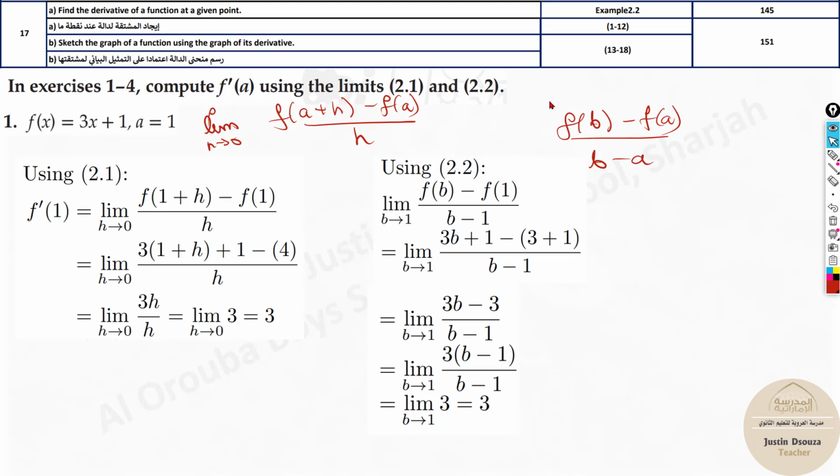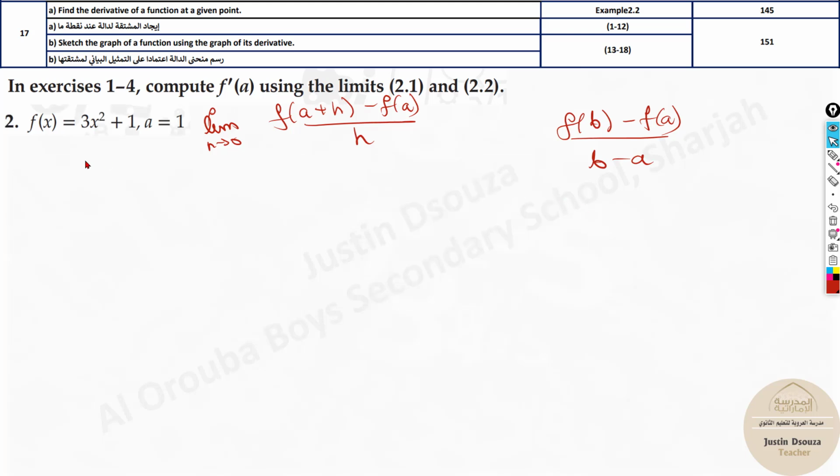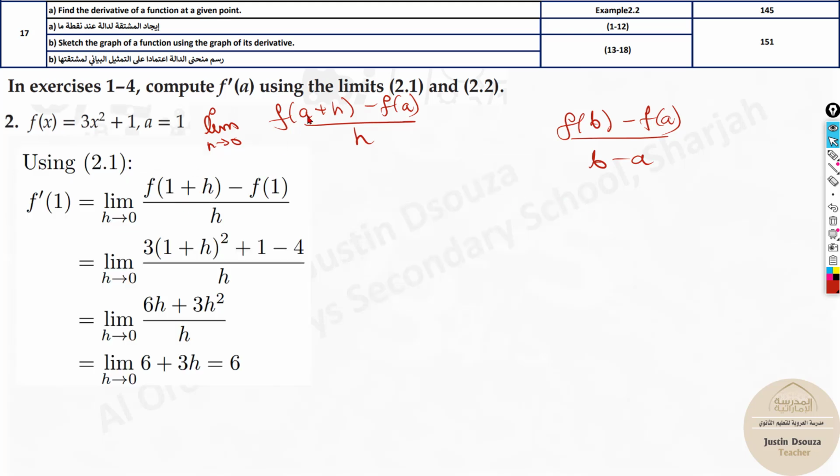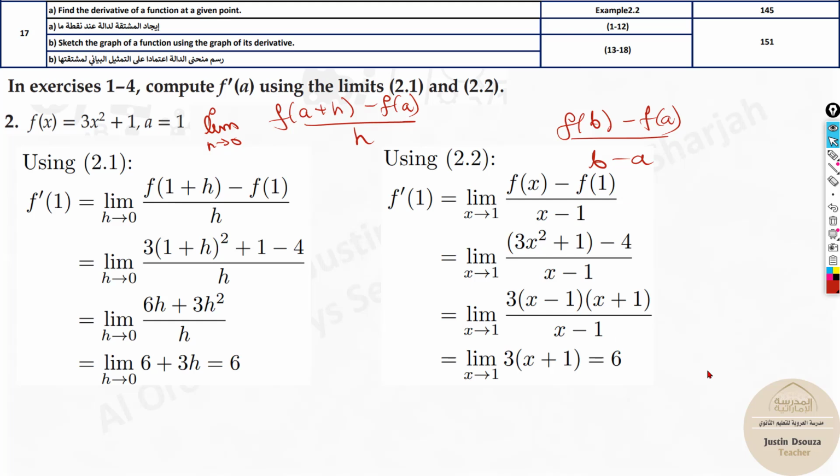Both are derivative because you're finding the slope of the derivative, right? Slope of the tangent line. That's the derivative basically. Even over here, it's the same concept. First formula, second formula, you'll get the answer. The steps are there. Please refer to the steps as well.